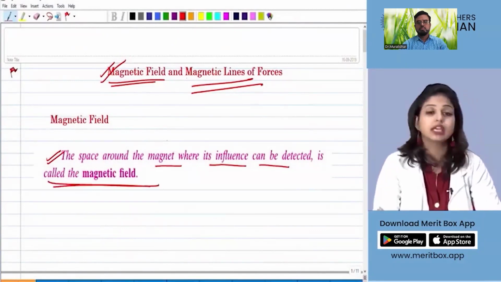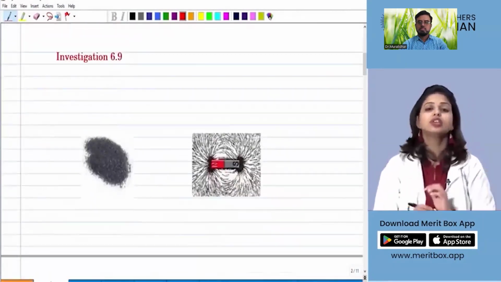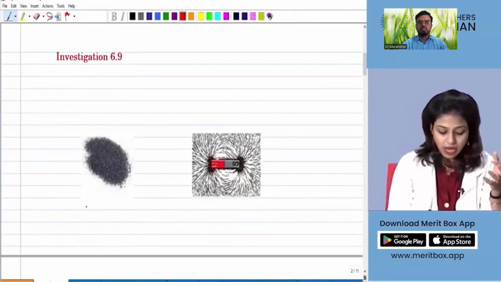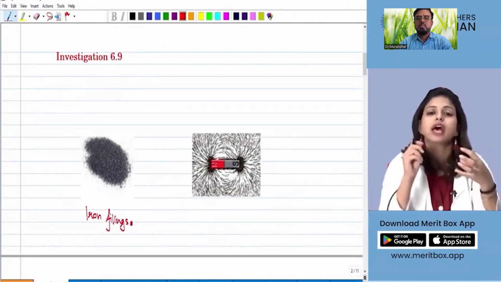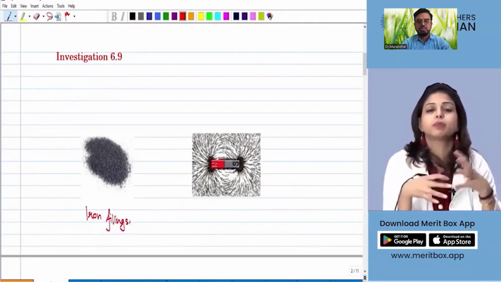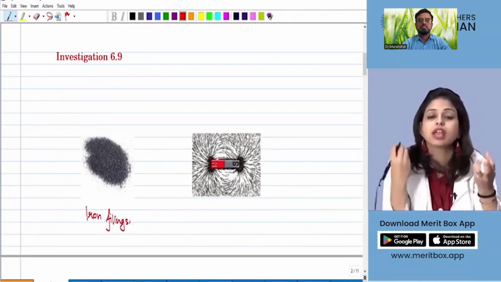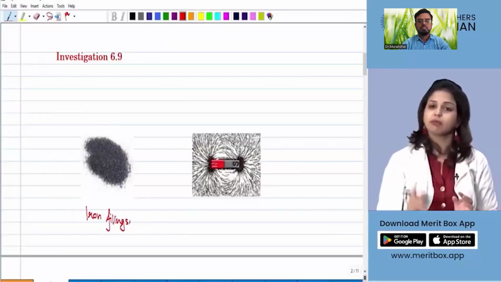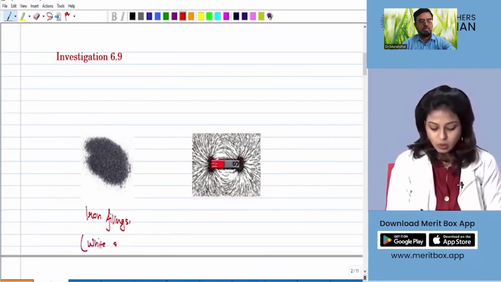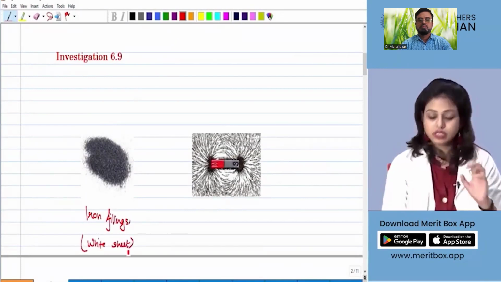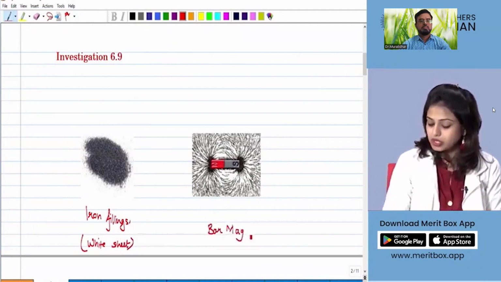Now, how can we understand how magnetic fields are formed? We need to do an investigation. In this investigation, you need to have a white paper and some iron filings. Now, what are iron filings? Iron filings is nothing but iron dust. So, when you have iron dust spread over your white sheet, you are going to see how the magnetic lines are formed. In this experiment, we are going to spread some iron filings on a white sheet over a drawing board. Now, once you do this, place a bar magnet in the center of the drawing board.